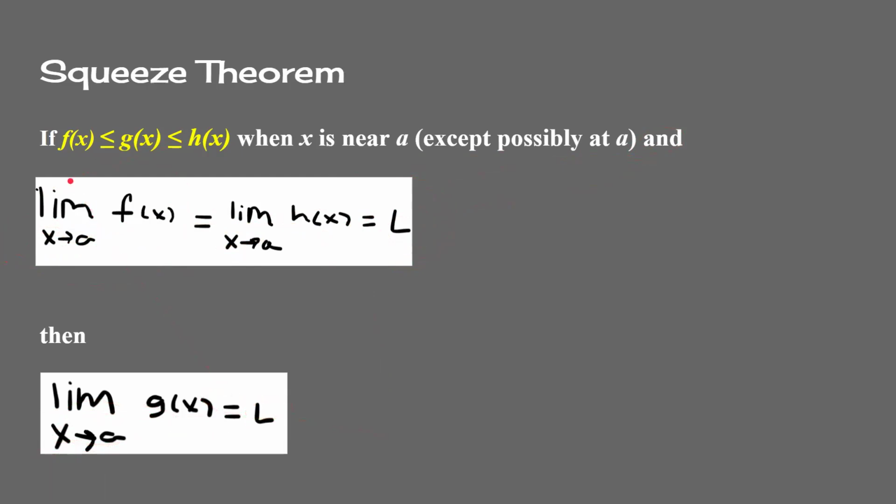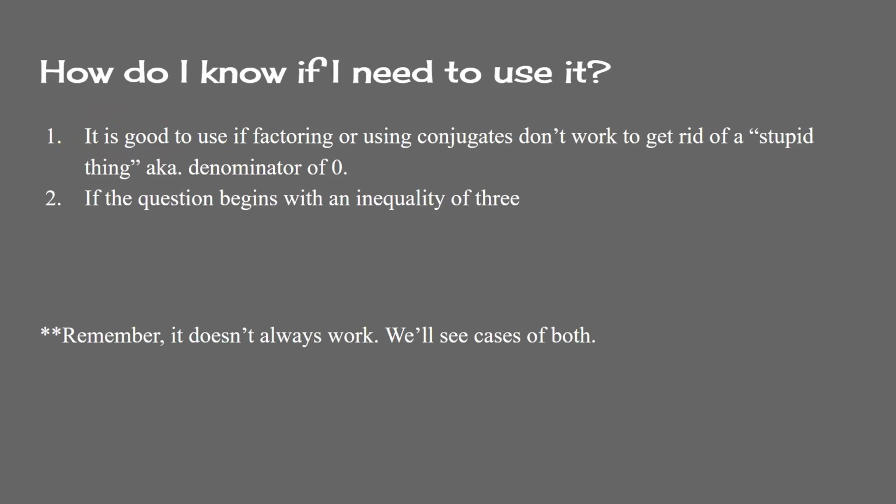So we're kind of just saying if the limits of f of x and h of x equal each other, then the limit of g of x will also have to equal that same number as long as this is true. If this doesn't make sense, that's okay. Let's see how we can use it. Well, how do I know if I need to use it? That's probably what you would wonder first.